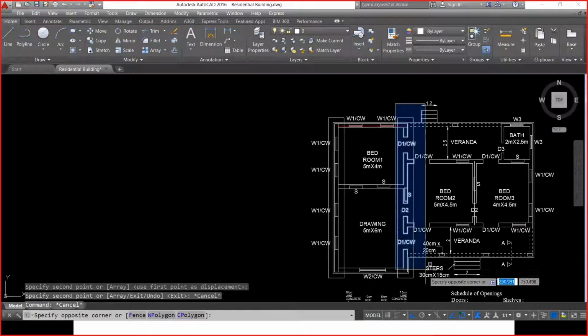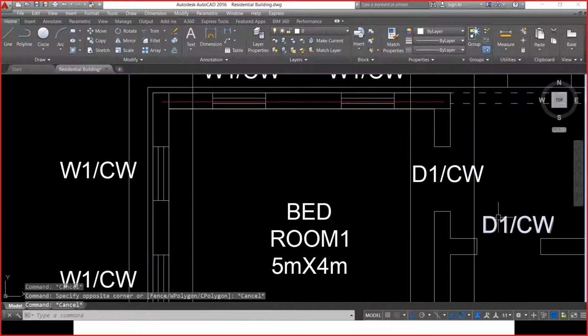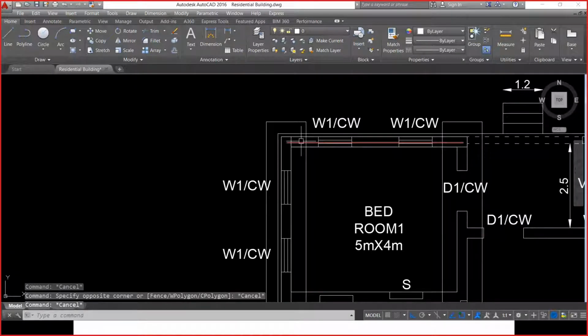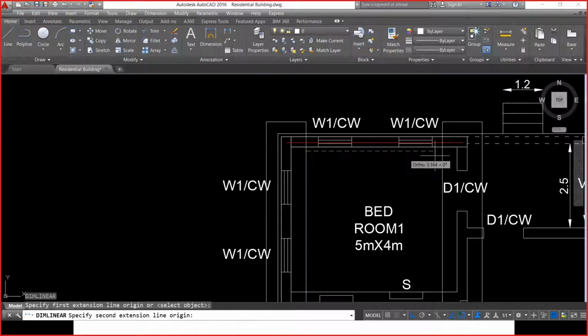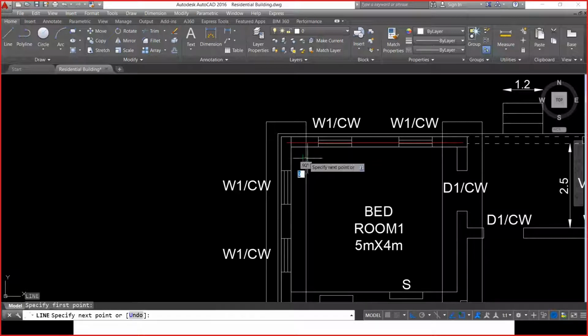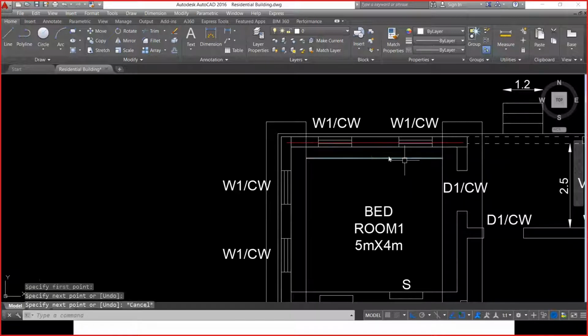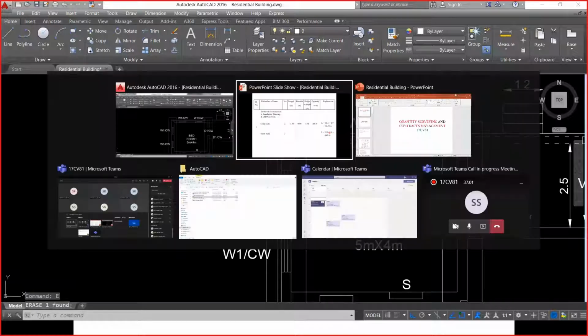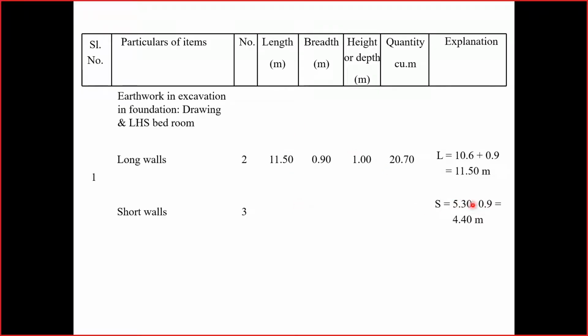this is also another long wall. So here I am deducting 0.9 by 2, and here also I am deducting 0.9 by 2. So 0.9 by 2 on the left hand side and 0.9 by 2 on the right hand side will give me the clear distance. As you can see, this line from this to this will give me the clear distance of excavation which is to be made now. So that is calculated by 5.3 minus 0.9, which is equal to 4.4 meters.